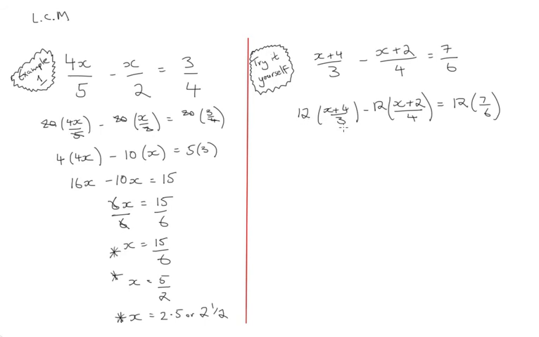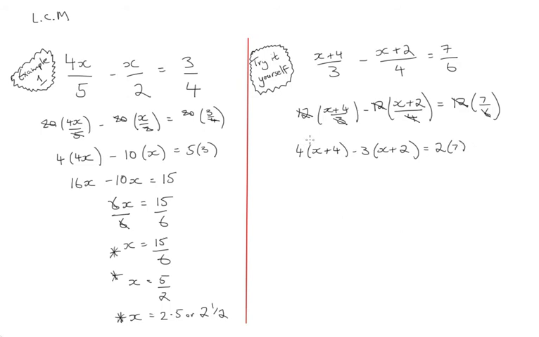Okay, so now we are going to divide these like we did over here, okay? 3 will divide into 12 4 times. So we end up with 4 being multiplied by x plus 4. And then 4 will divide into 12 3 times. Now don't miss the minus, so we're left with minus 3 multiplied by x plus 2. I'm just getting this from here. And then we're left with 12 divided by 6. So we're left with 2 multiplied by 7.